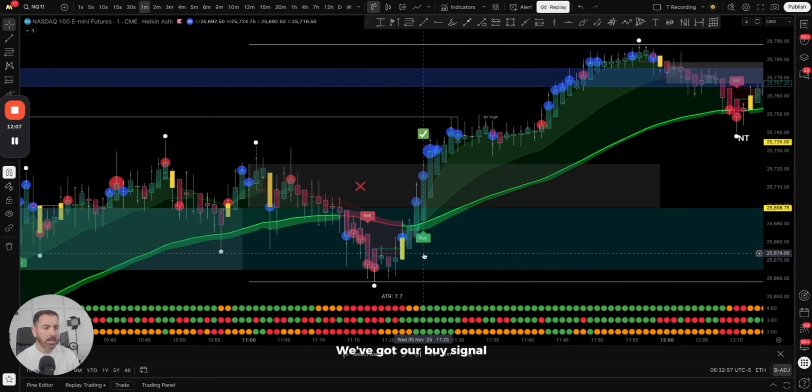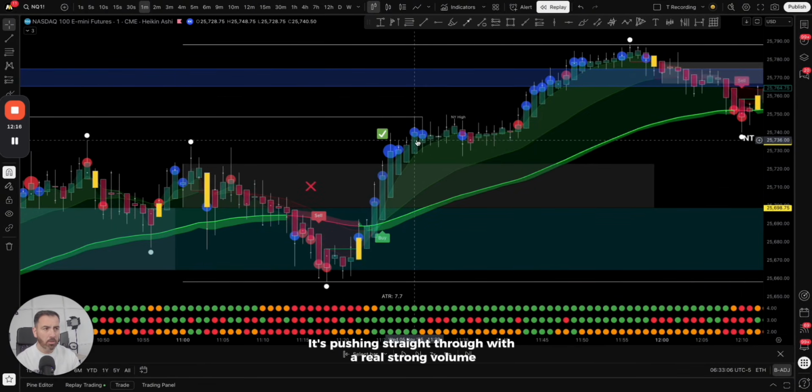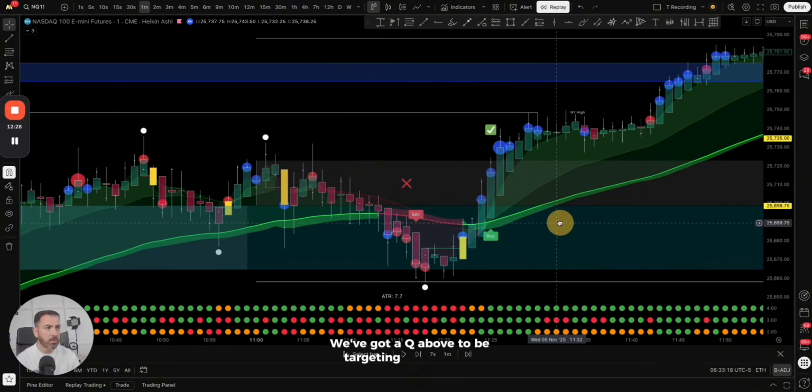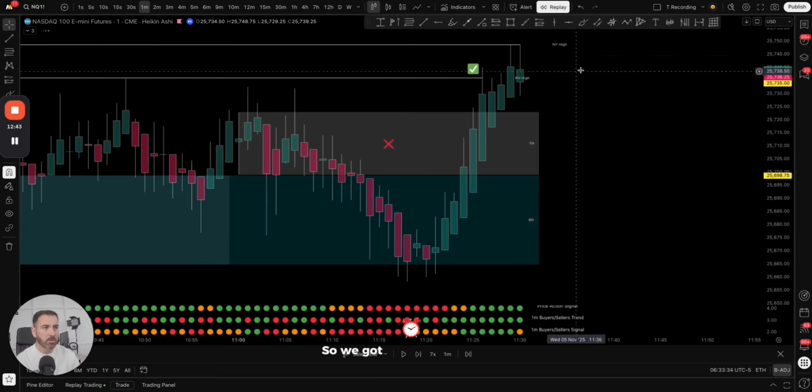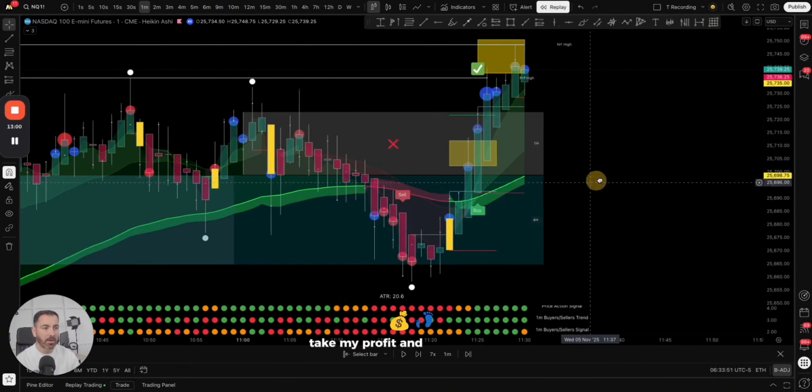We've got our buy signal, 3 green traffic lights, and our very, very high bullish volume. It's pushing straight through with a real strong volume there. We've got a Q above to be targeting. There we go. So we've got a previous hour high, which it has then taken. TP1, previous hour high, take my profit and walk away.